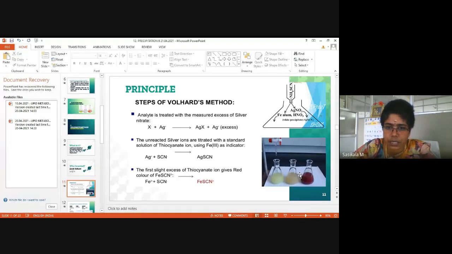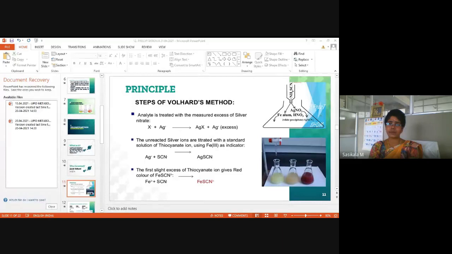Now what is the titrant? What is the burette content or titrant in Volhardt's method? Give answers on that. What is the titrant in Volhardt's method? No answers. Silver ion, ma'am. Silver ion? Titrant, I am asking about burette content. What is the titrant? Ammonium thiocyanate. Very good, ammonium thiocyanate.